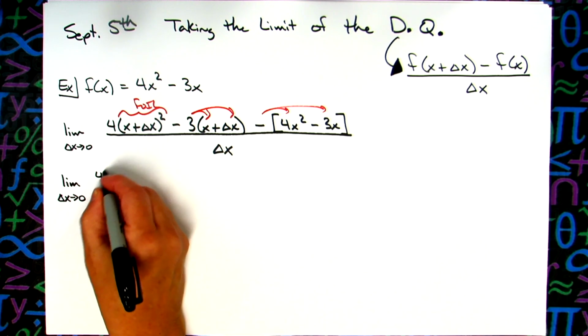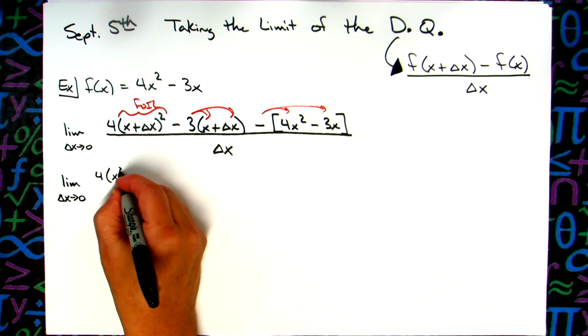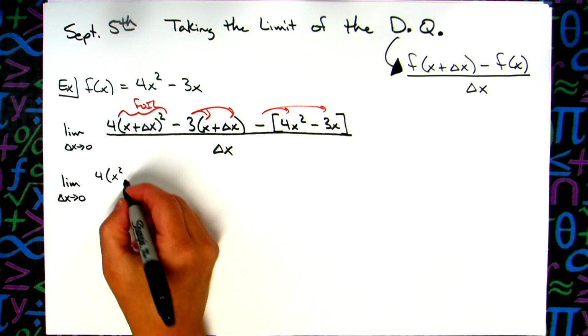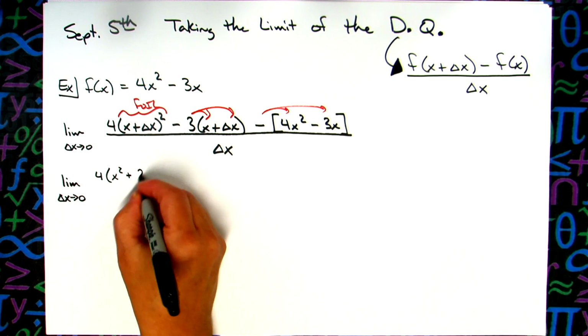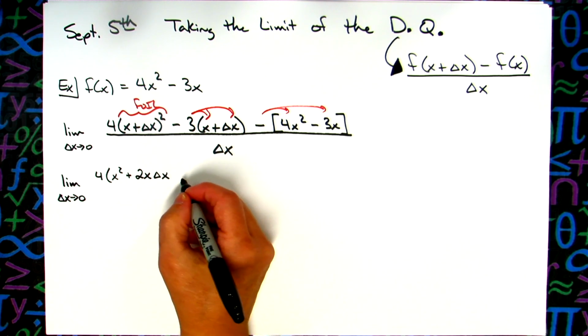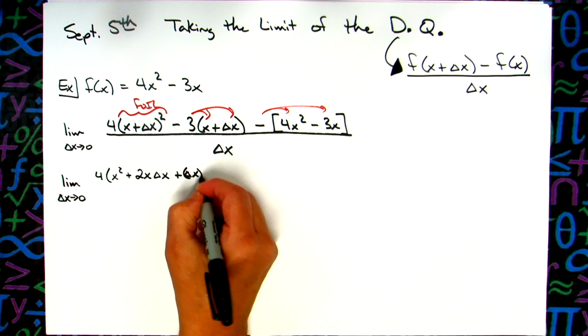Okay, so we'll have 4. All right, if I'm going to square that, let's see. Square the first term, x squared. 2 times x times delta x. So plus 2x delta x. I'm doing FOIL in my head. All right. And then squaring the delta x. So delta x to the second power.